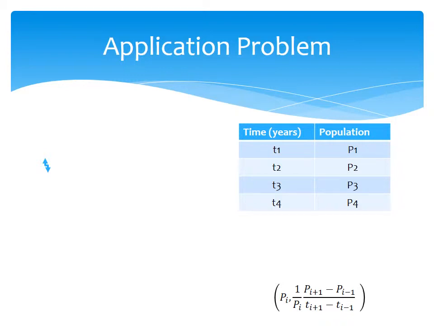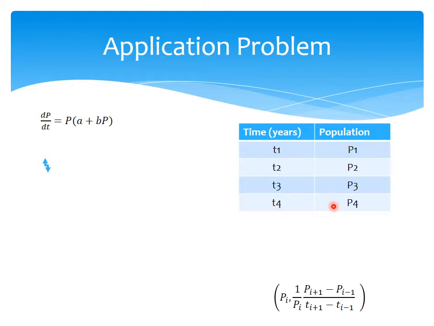So there's an application problem that gives you data or has you find data from a chart that's in a book, and you get times and year spaces and populations at that time. So how do we solve that?